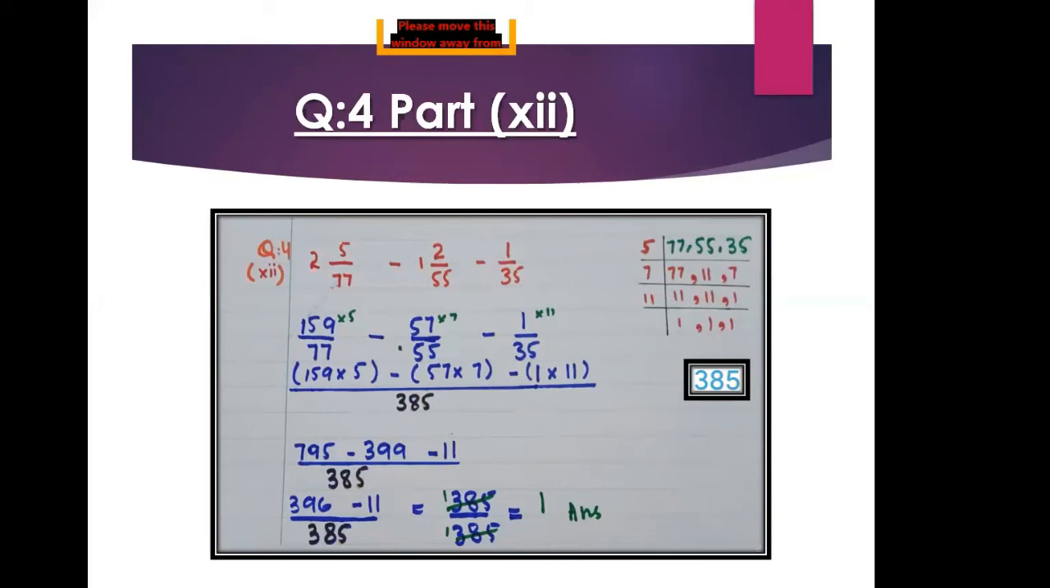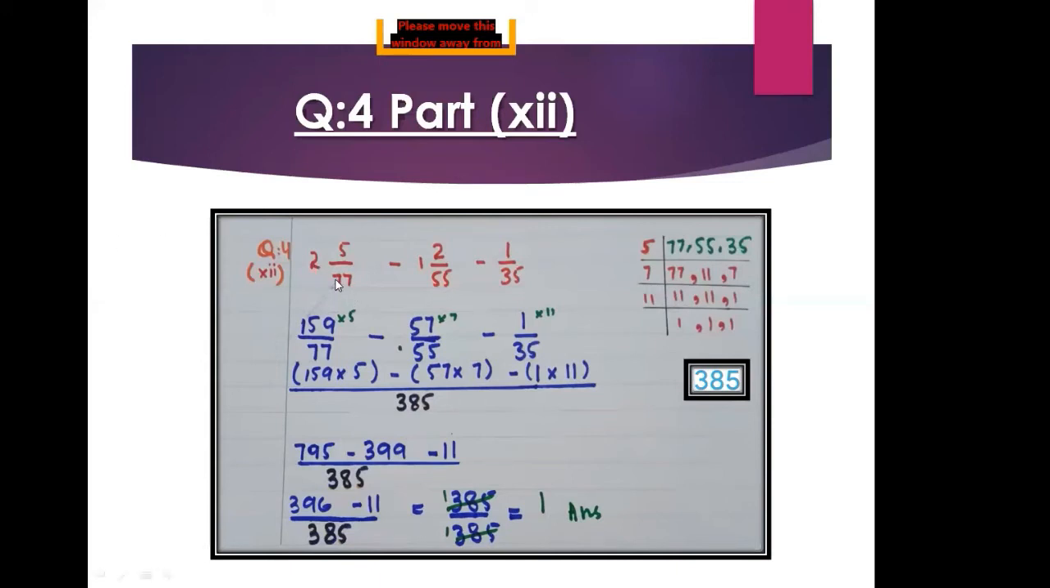Okay, so what we have to do, the very first step, note down this step. When we have mixed fractions, we first change them into proper fractions. Sorry, we have to change the mixed fractions into common fractions.